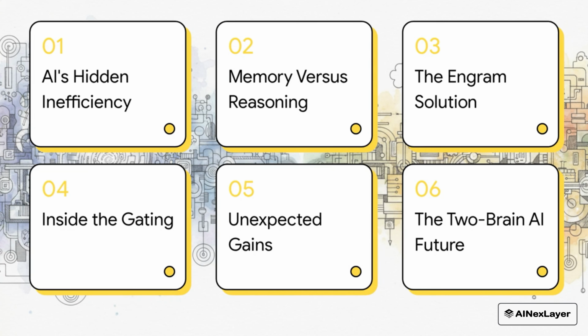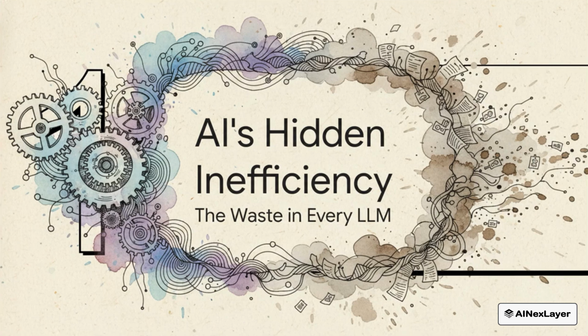Okay, so here's how we're going to break it down. First, we'll dig into that hidden inefficiency I mentioned. Then we'll look at the big idea behind Engram, get into the nuts and bolts of how it works, and check out the pretty wild performance gains it gets. And finally, we'll zoom out and see what this all means for where AI is headed. All right, first up, AI's hidden inefficiency.